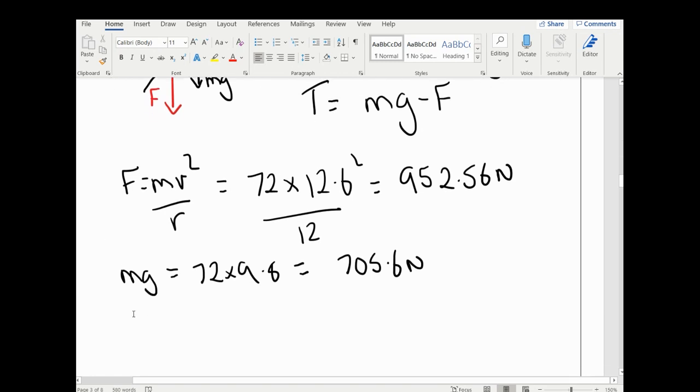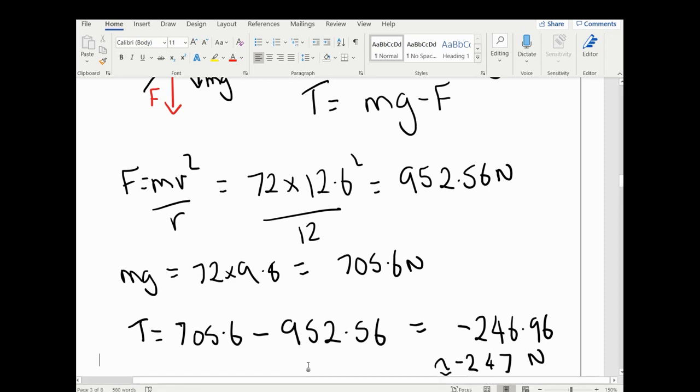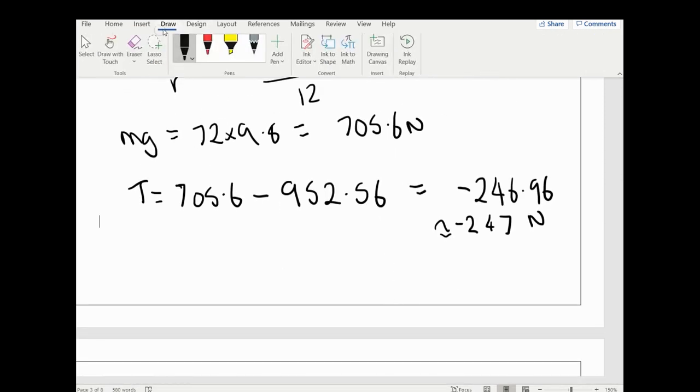So my tension is going to be this formula here. Tension is going to be 705.6 minus 952.56. And I end up with an answer of minus 246.96, which is approximately 247. Notice the minus sign here. This minus sign is really important because it gives me the direction that tension was acting in. So the minus indicates compression.